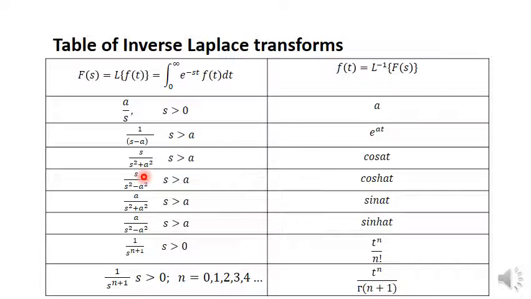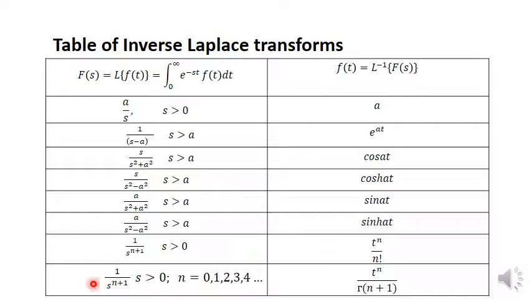And L inverse of s over s square minus a square for all s greater than a is cos hyperbolic a t. Similarly, L inverse of a divided by s square plus a square is sin a t, and L inverse of a divided by s square minus a square is sin hyperbolic a t, and L inverse of 1 over s raised to the power of n plus 1 is t raised to the power of n divided by n factorial.